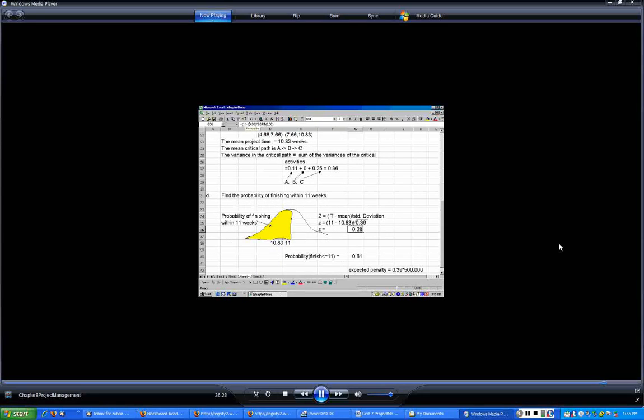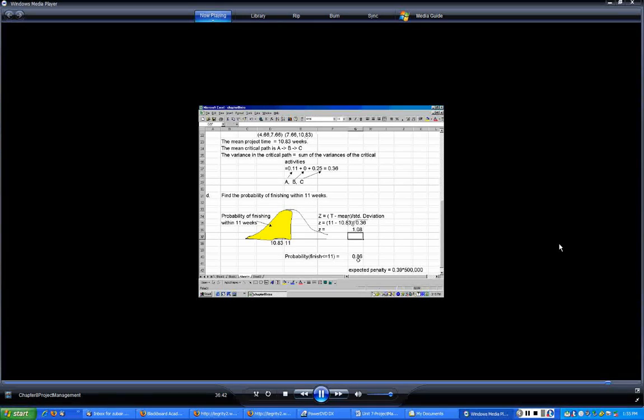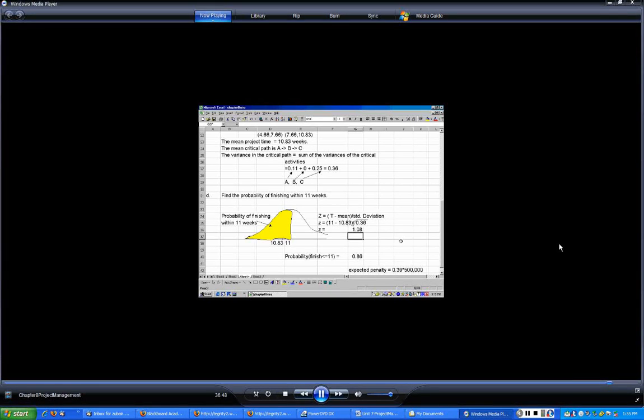So what did we say here? We said 10.43, and this is 0.28 over here. So that is 1.08. Now the probability jumps to 0.86. So from 61%, by doing a little bit of that, he has improved the probability of finishing the project to 0.86.